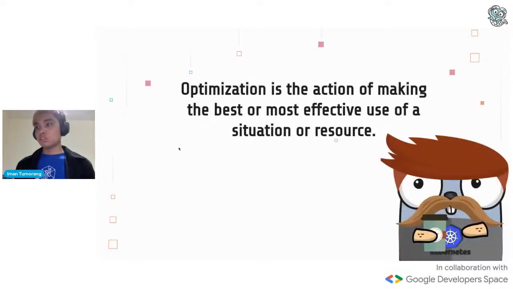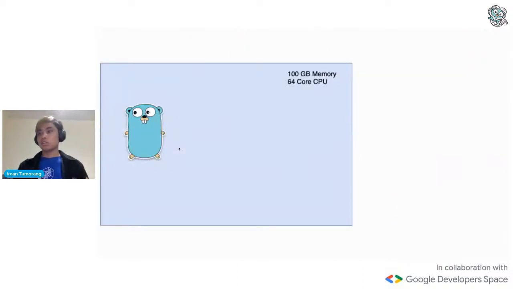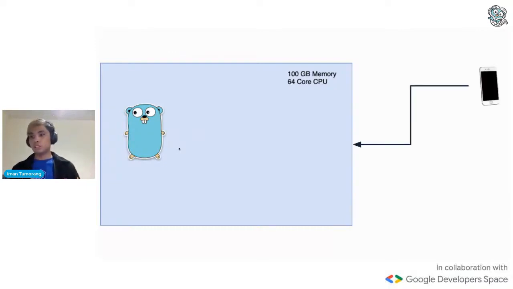So software optimization. Optimization is the action of making the best or the most effective use of a situation or resources that we have. To give an example, let's say I have a big server with 100 gigabytes of memory and a 64 core CPU. But the problem is it's only serving one user. So in this case, the resources are overkill for serving only one user, right?